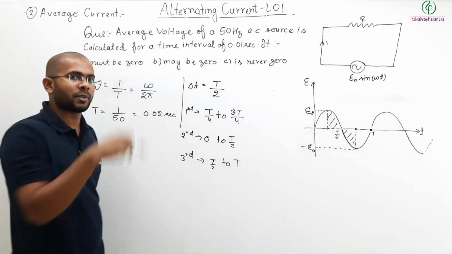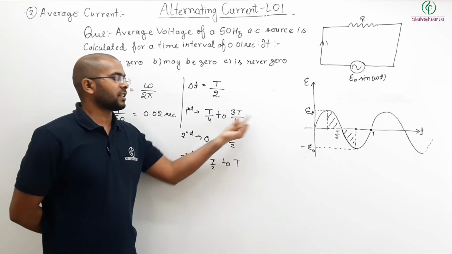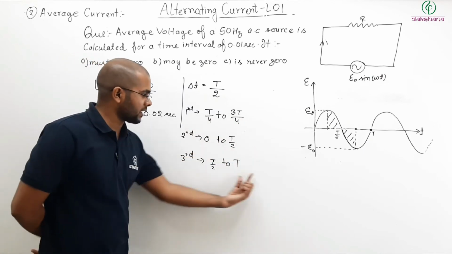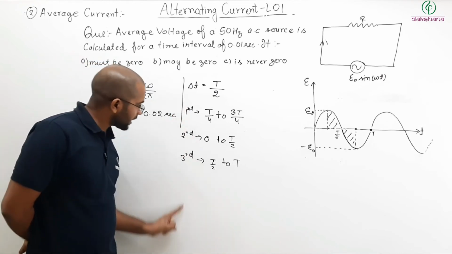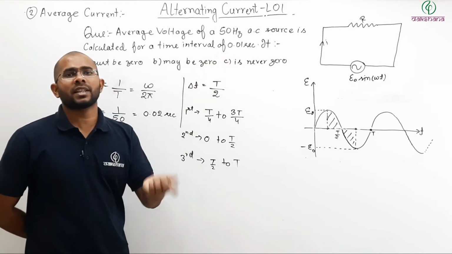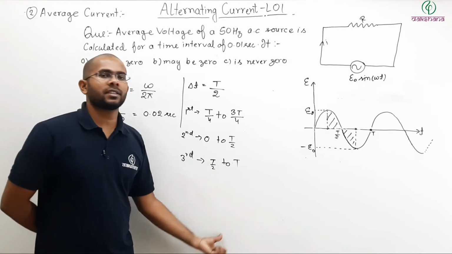We have already seen in the previous question. So for the first case it is 0. For the second case it is positive. For the third case it is negative. In all the three cases my delta t remains the same. My time interval remains the same, but my average is changing.